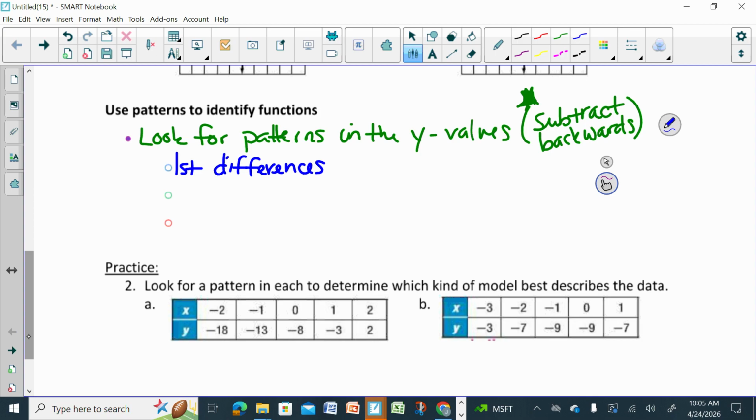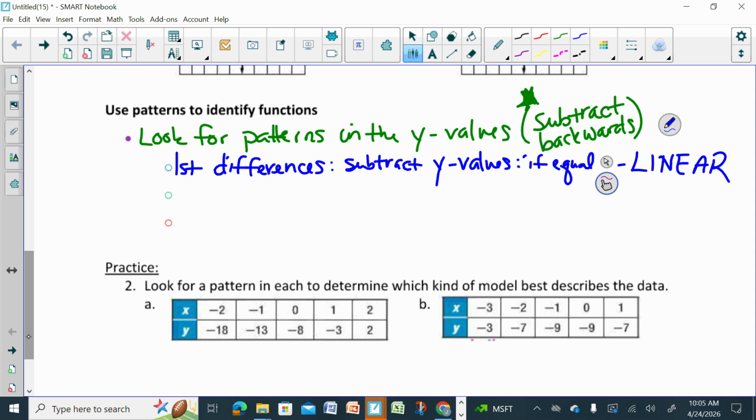So first differences, we just subtract y values, and if they're equal, it's linear, because what we just subtracted there was your slope. And so our first differences is our m value. So if you want to write that there, because that's going to come in handy later on when we're not just naming them, but we actually have to find this stuff.